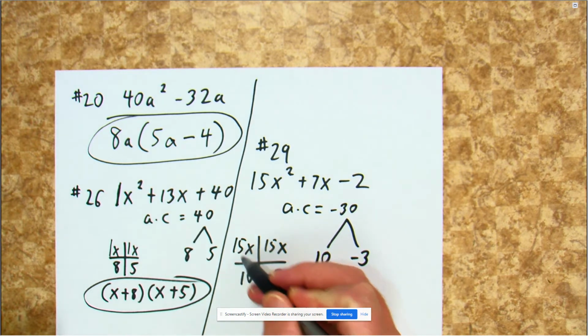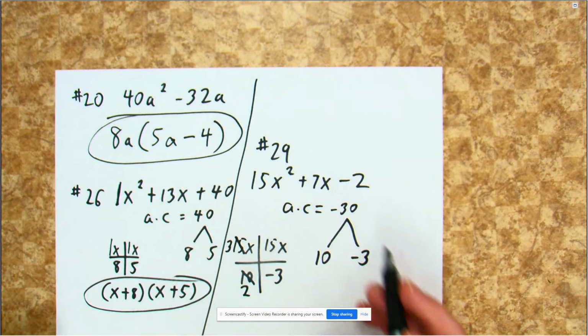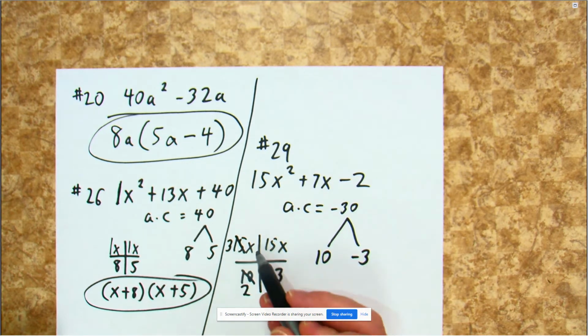15 over 10 reduces to 3 over 2. Now it's no longer a 15x, it's 3x. I'll write that in a moment.